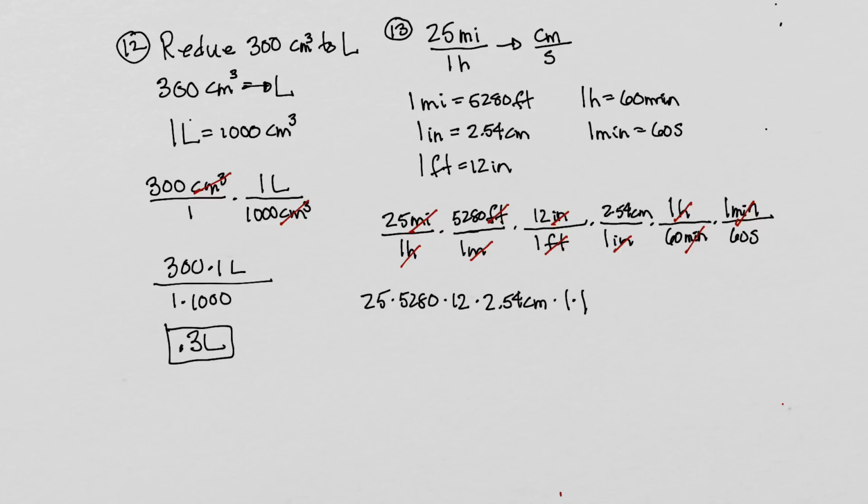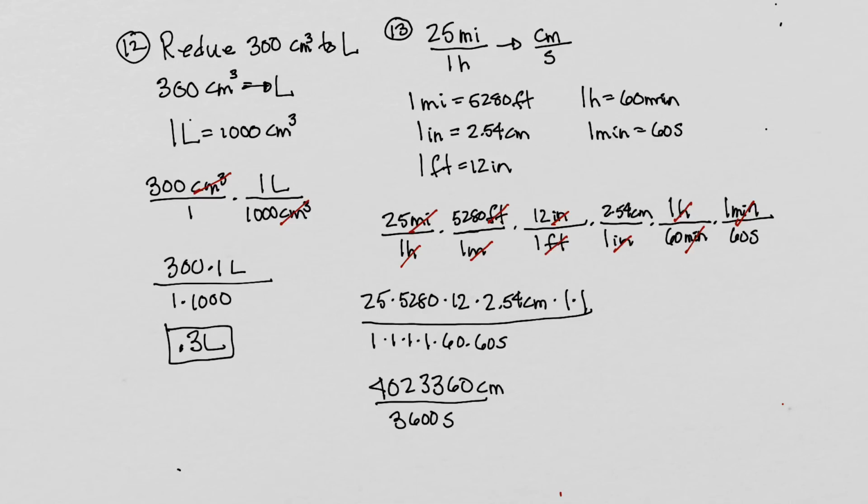Now, in the denominator, here's our denominator, right? 1 times 1 times 1 times 1 times 60 times 60. So we can do these separately. In the numerator, I got 4023360. In the denominator, I got 3600, and the numerator still has that centimeters in it.